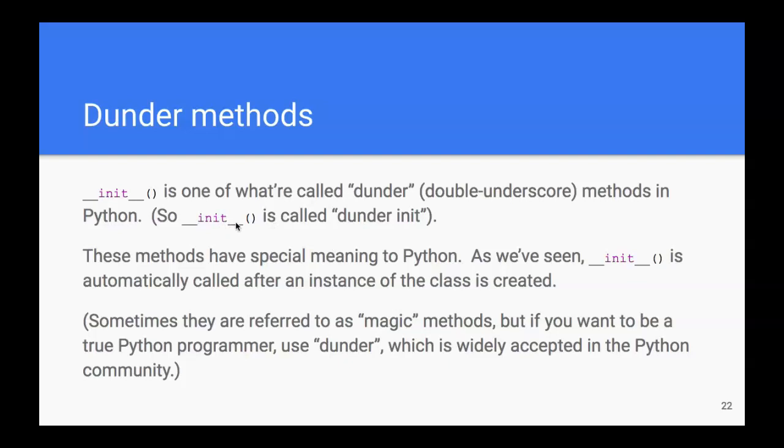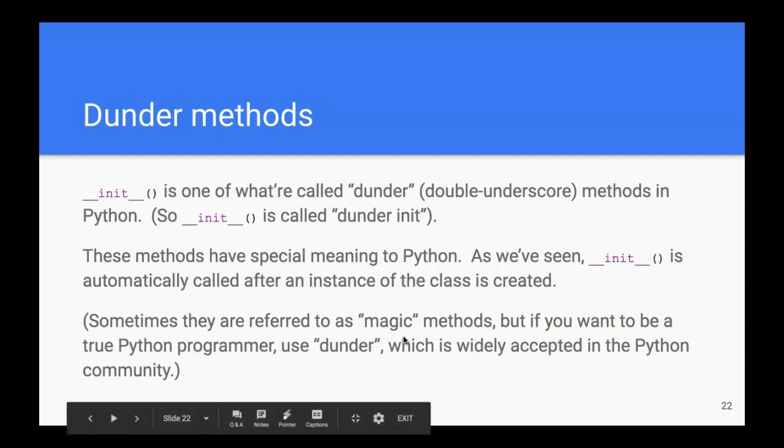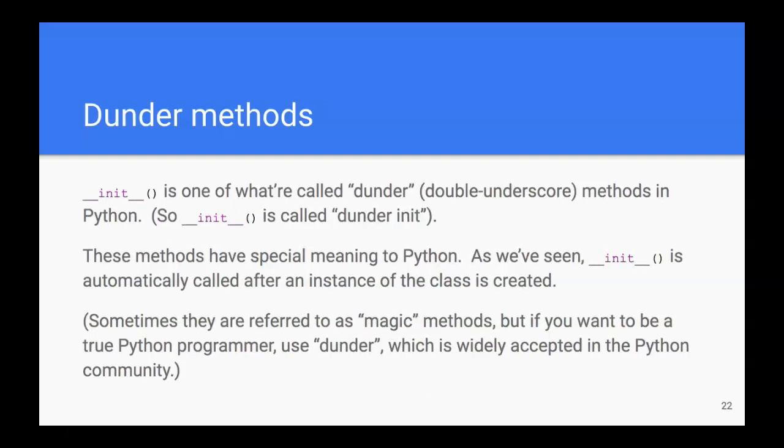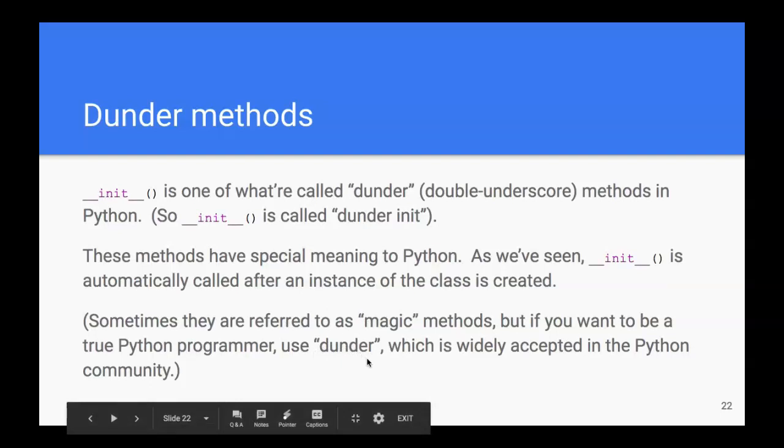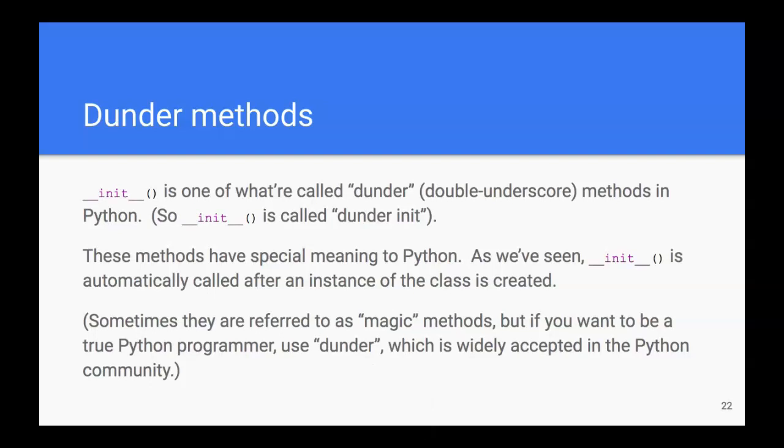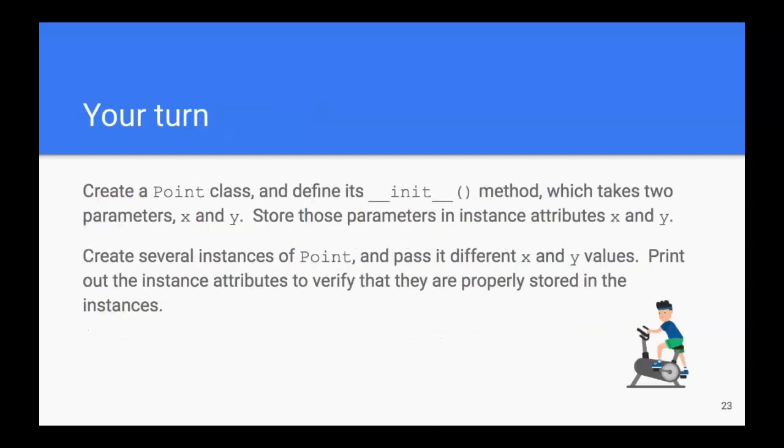Now, this method has a very special meaning to Python, right? Like we just saw, it is automatically called after an instance of the class is created, to give the programmer, us, a chance to initialize all the attributes for that instance. Sometimes you're going to hear these methods referred to as magic methods. That's really not the right word according to most true Python programmers. So if you want to be a true Python programmer, call them dunder methods. That's a term accepted in the Python community. All right, so hopefully all that makes sense.